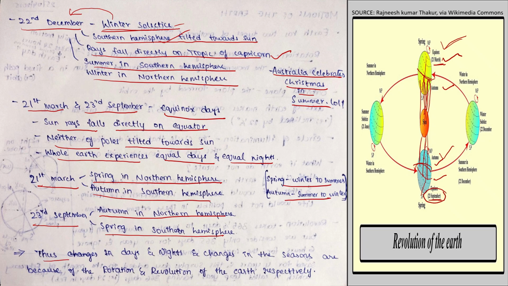So thus, days and nights and changes in the seasons are because of the rotation and revolution of the earth respectively. It means we need to understand that the change in a day, which is day and night, is due to the rotation of the earth, whereas the change in the seasons is due to the revolution of the earth and the position of the earth on its orbit.